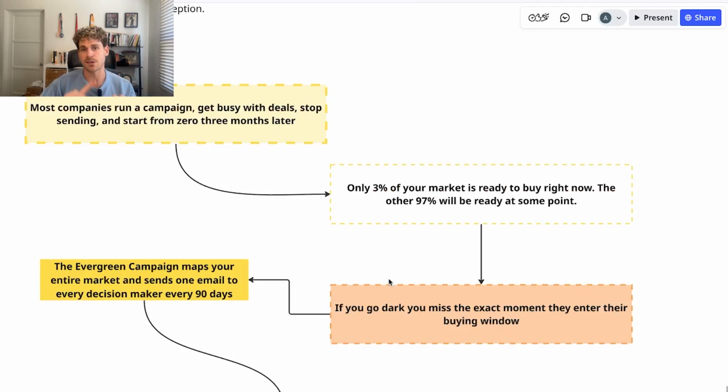And you ruin this by sending too many emails too fast to the same people or not hitting the people at all. So this evergreen campaign is super important because what we're doing here is we're mapping out your entire total addressable market. How many decision makers are actually in your market? And let's go find them. Let's find their email information. Let's find their phone numbers. This is an incredibly valuable asset that every business should have.